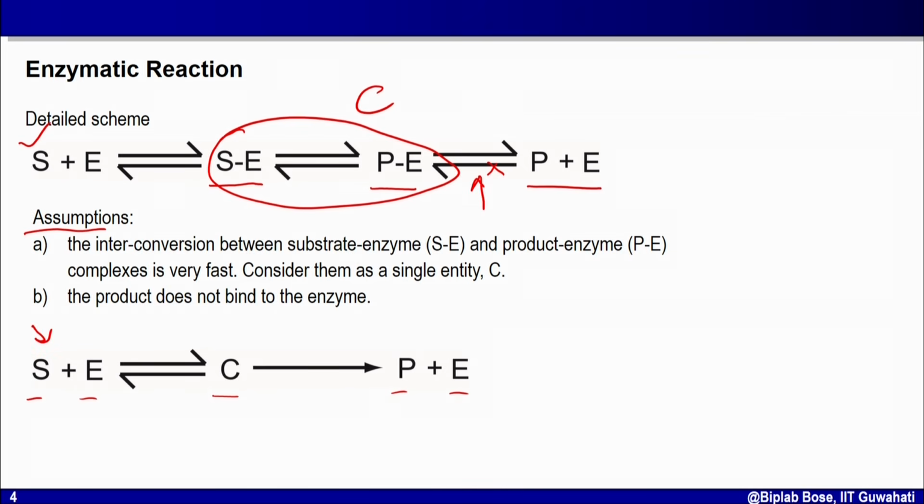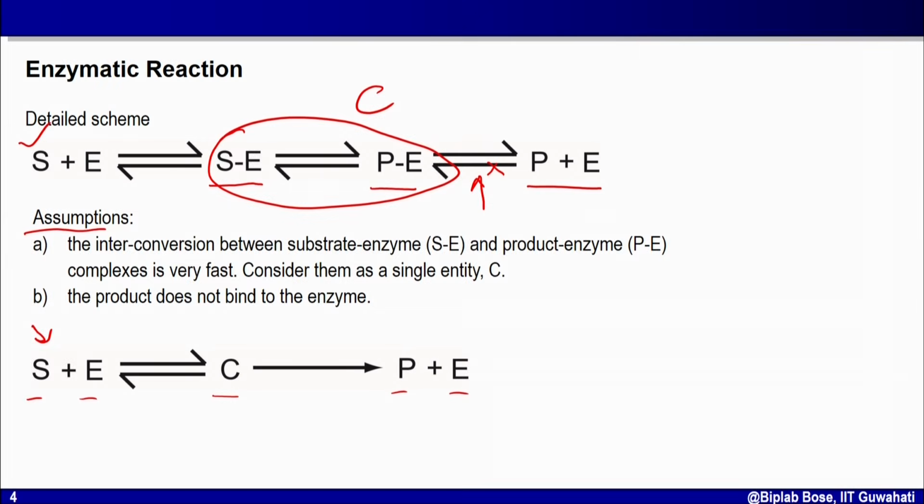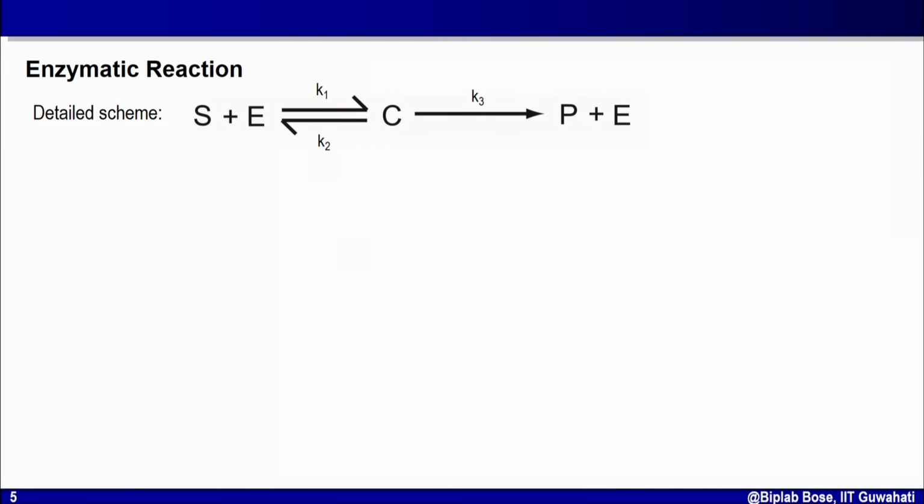Now I will use this simplified system to write down the ODEs for the dynamics of this reaction mechanism, reaction system. Let us start with that. So my scheme is S is binding to E to form C. It is a reversible process, so K1 and K2 are two rate constants. C unidirectionally breaks into P and E, and the rate constant is K3.